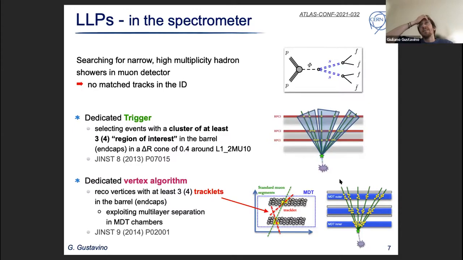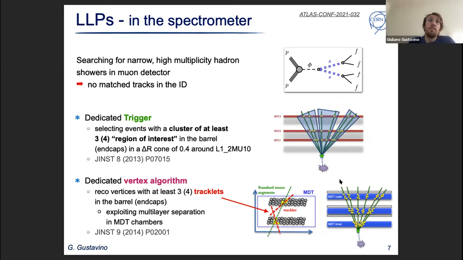Moving to the outer side of the detector, the muon spectrometer. Also in this case, a similar signature is probed, with X decaying into long-lived particles which decay into fermions. Here we search for narrow, high-multiplicity hadron showers in the muon detector. These showers are not matched to any tracks in the detector. To select these events, we need triggers that select events with a cluster of at least three or four regions of interest in the barrel, built in a cone around the level-one muon triggers, which are identified with the RPC layers.